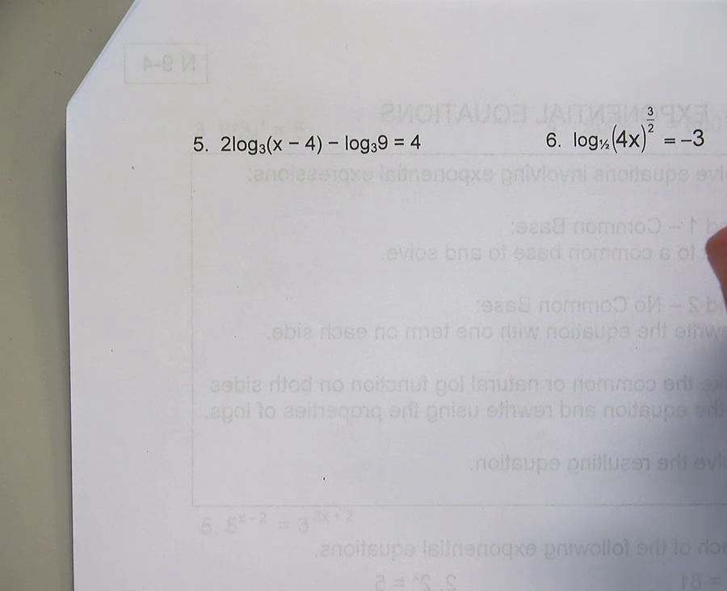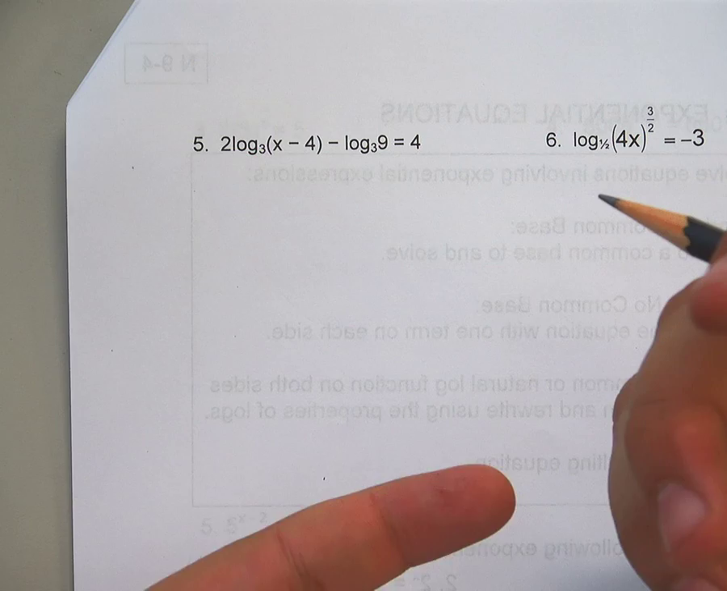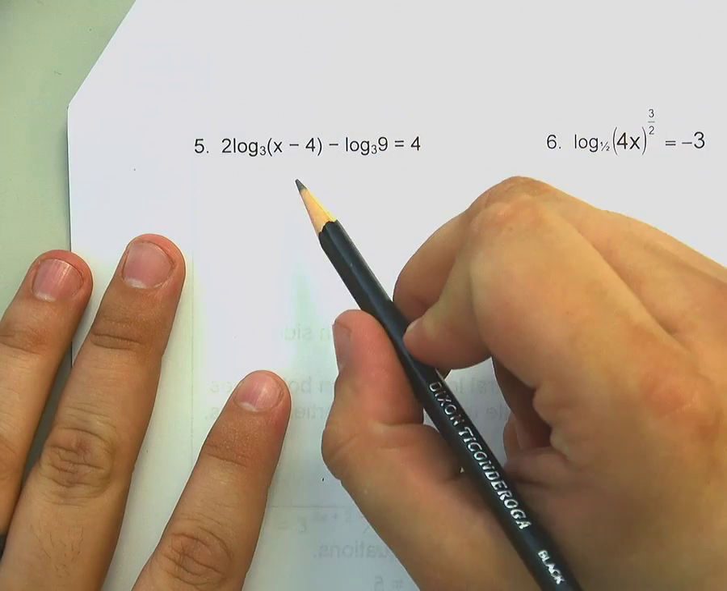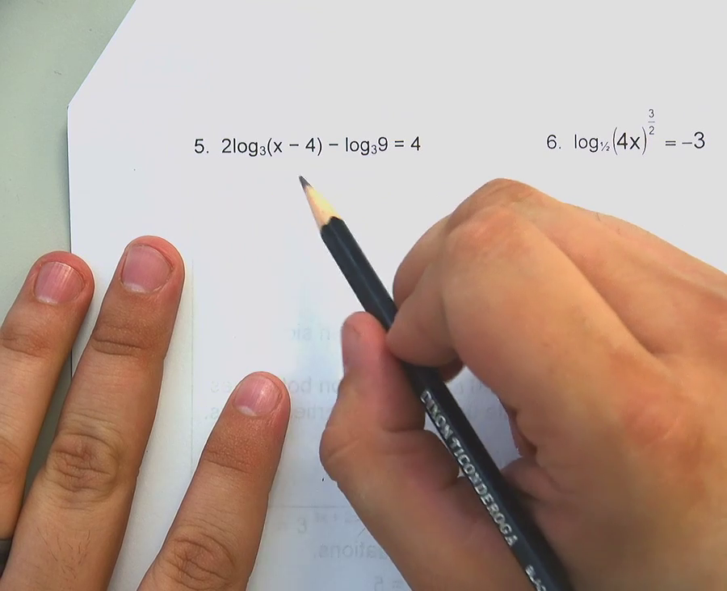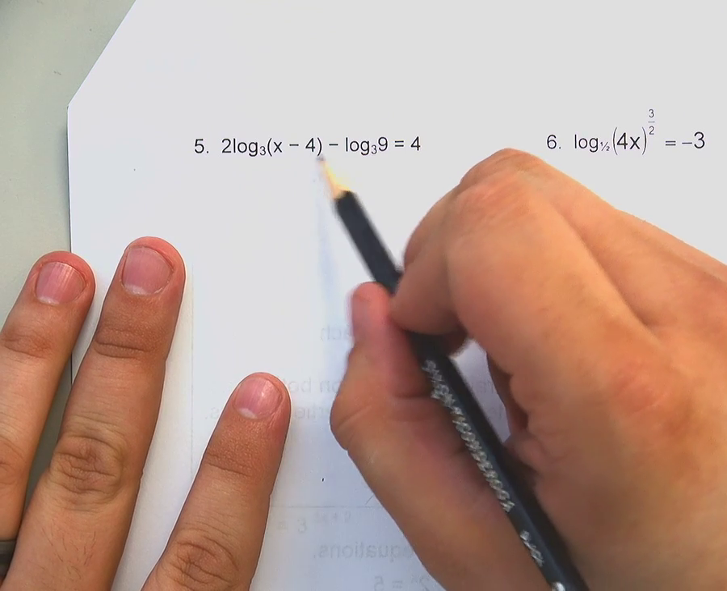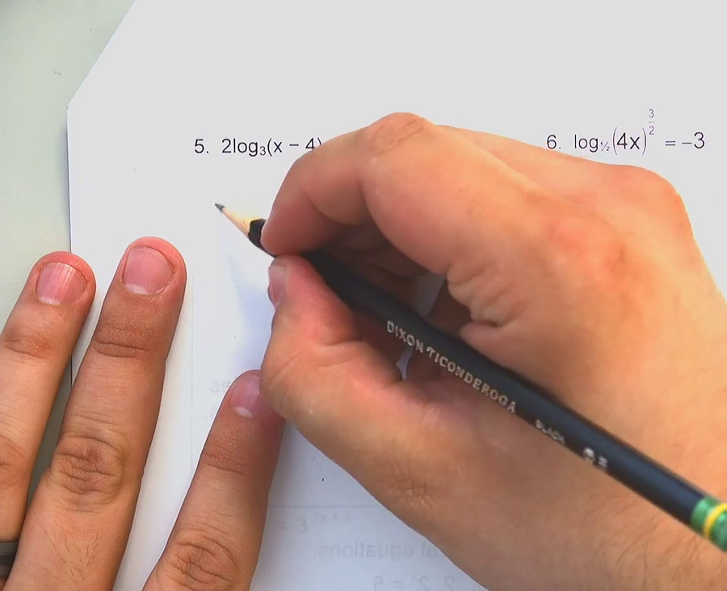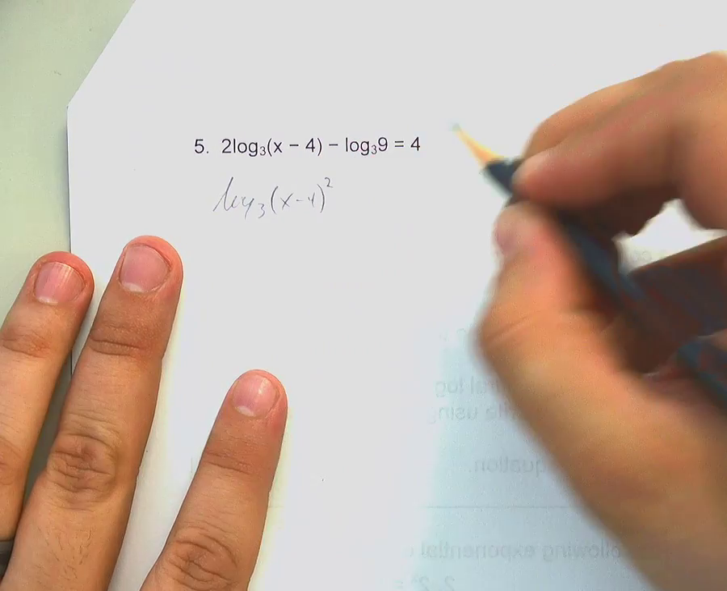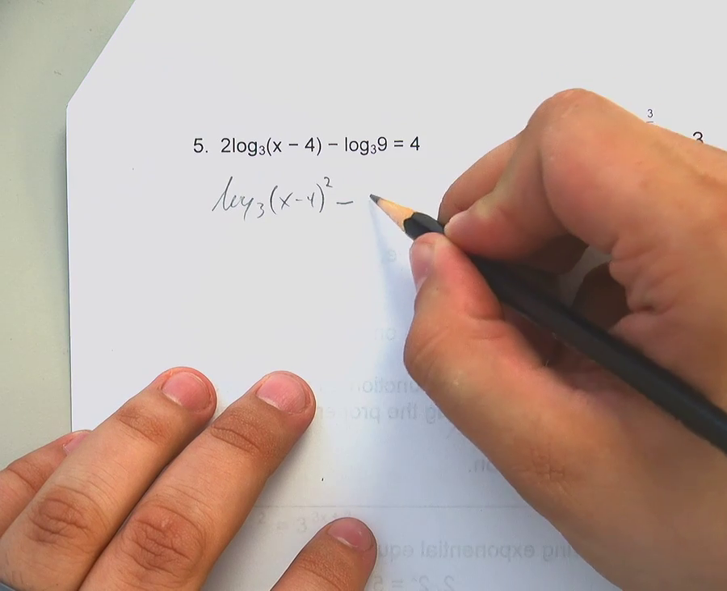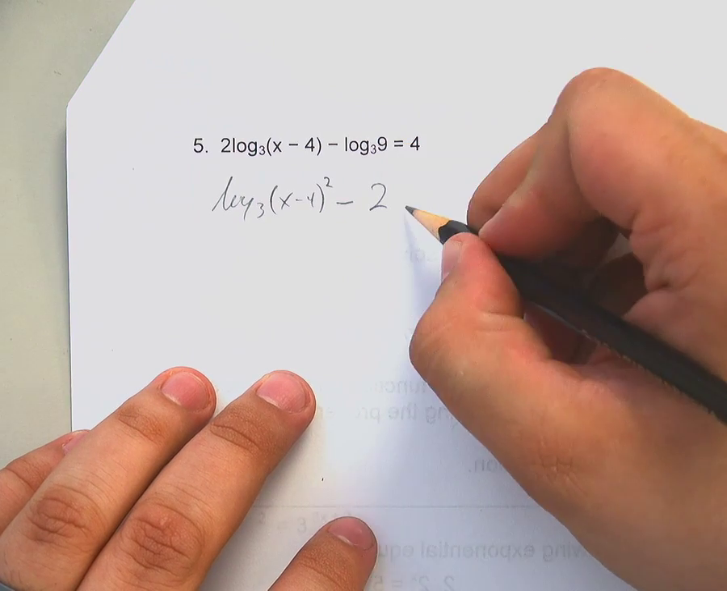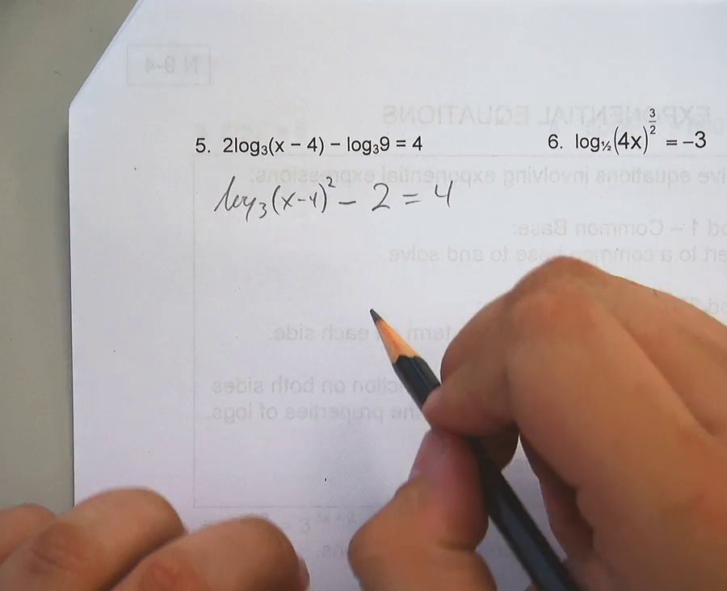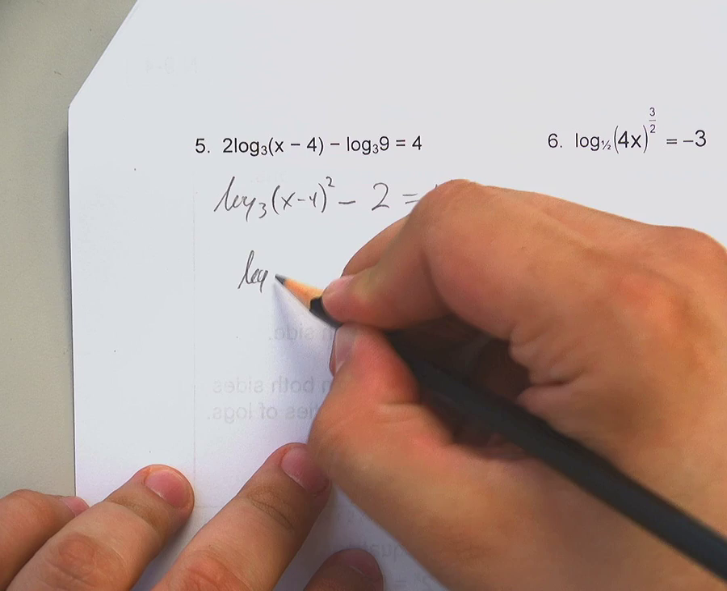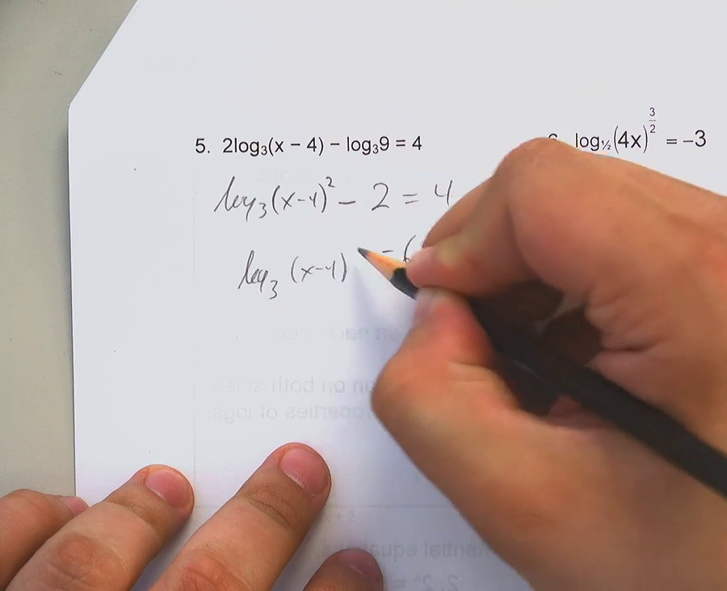It's good stuff. Okay, number 5. I always want to look for the quickest way to do stuff because, well, mathematicians are lazy. First thing I see when I look at this here, 2 log 3 of x minus 4, so I'm going to have to move that 2 up. Log base 3, x minus 4 squared, minus log base 3 of 9 is just 2. 3 to what power gives you 9? That's 2. Equals 4. So add your 2 over, you get 6 equals log base 3 of x minus 4 squared.